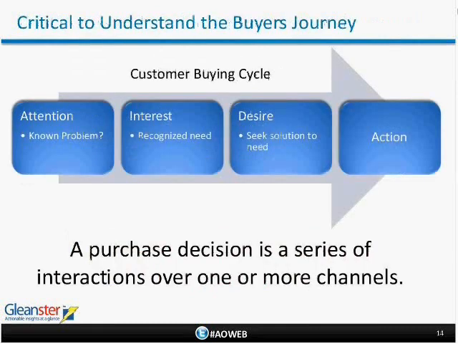Something we really need to put out of the way quickly is this idea that a purchase decision is a series of interactions over one or more channels. We talked about the customer being active in different channels. But what you can layer on top of that is the customer buying cycle. The point is, your prospects are not the same. They're at different levels of their buying cycle, and there are different ways to define this. Different analysts will present this differently. I like to use attention, interest, desire, and action as the classifications for a buying cycle.